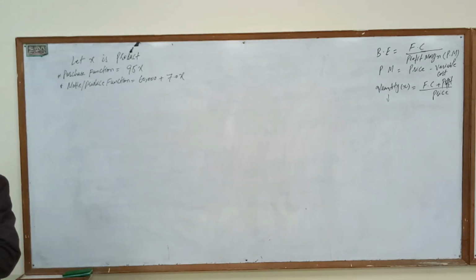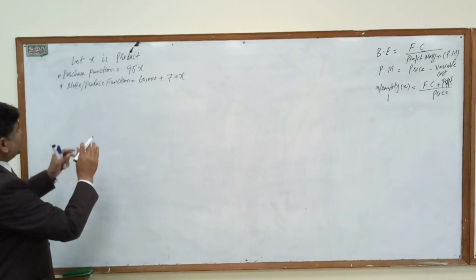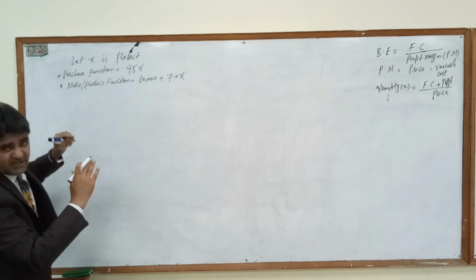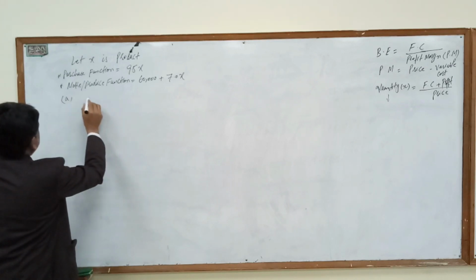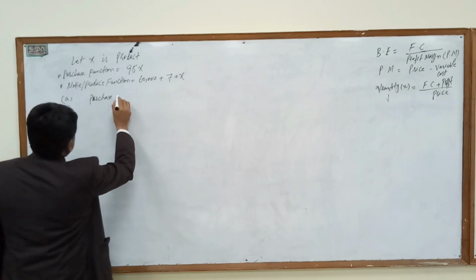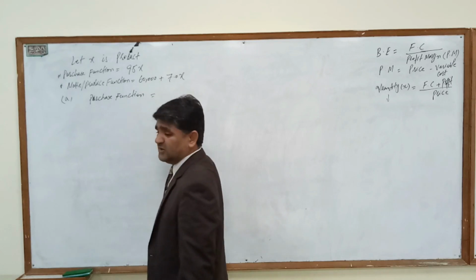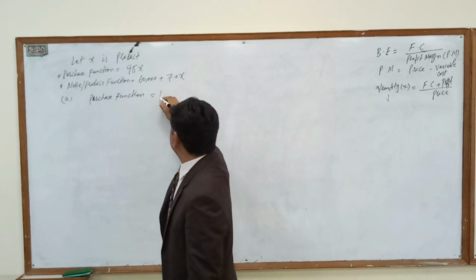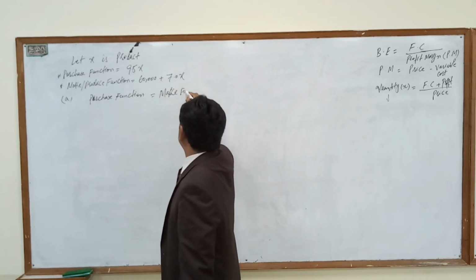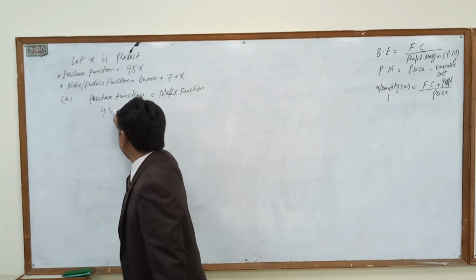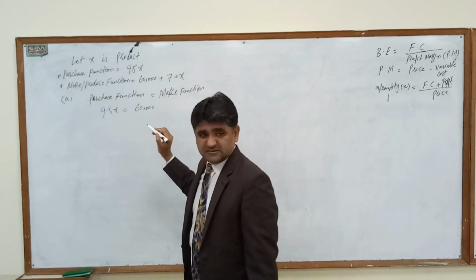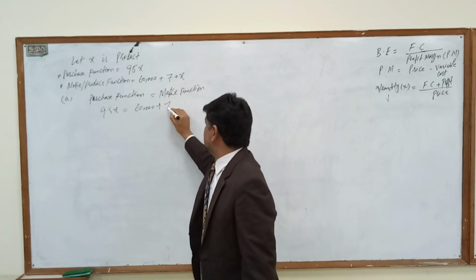But in this case, what actually we have to determine? Determine the quantity for which total costs are equal for make and buy. So here, make function and purchase function are equal. So part A, purchase function is equal to make function. What is purchase function? 9.5x is equal to make function, 60,000 plus 7.0x.